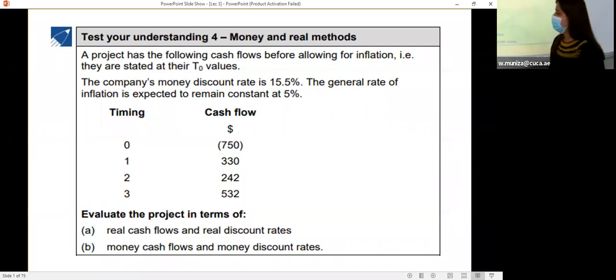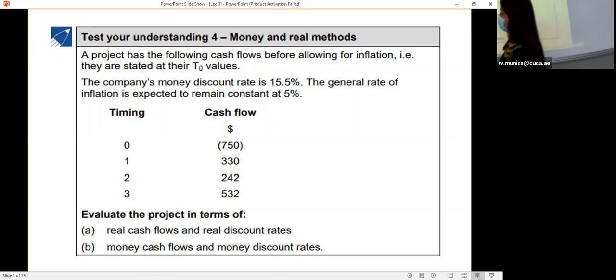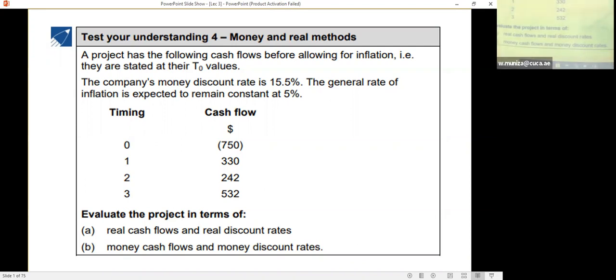Whereas part B tells us to calculate the money cash flows and money discount. Over here, first we are going to incorporate the factor of inflation in our cash flows. This will be converting the cash flows into money cash flows. Then using the money discount rate, we are going to convert them into their present value, and then we are going to calculate the NPV in order to evaluate the project. So let's start with the first one.